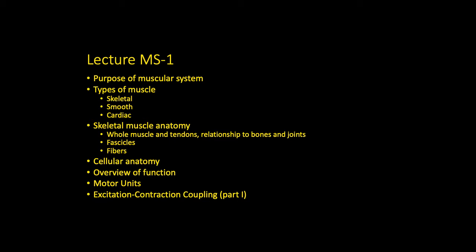Today, we'll go over the anatomy of skeletal muscle and how it interacts with bones and the relationship with joints, the idea of fascicles, and then we'll get into muscle fibers. Then we'll talk about the anatomy within a single muscle fiber, which is the same as a muscle cell, and then have a quick functional overview, just a very broad scale of how it works, then getting into the details of how they're organized into motor units, and the first part of talking about excitation-contraction coupling.